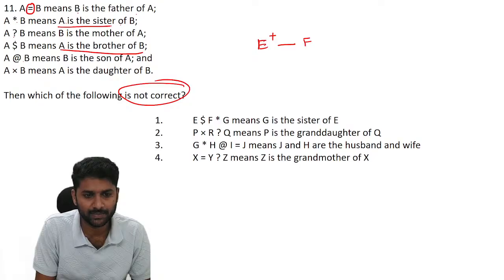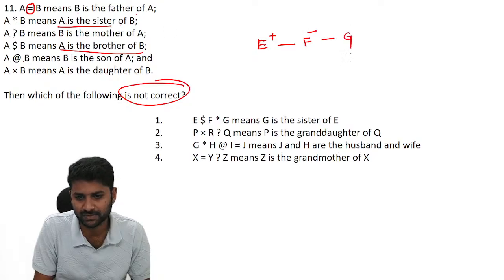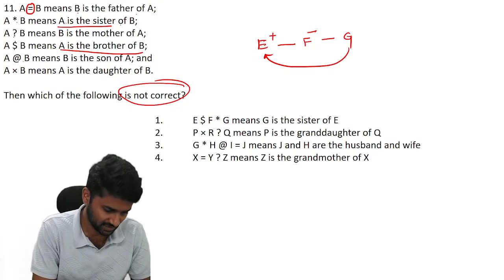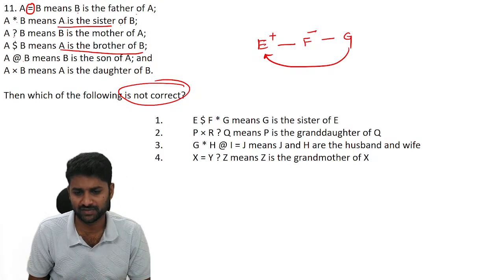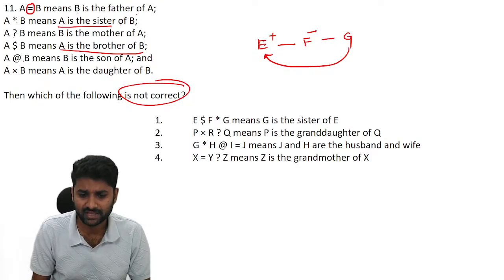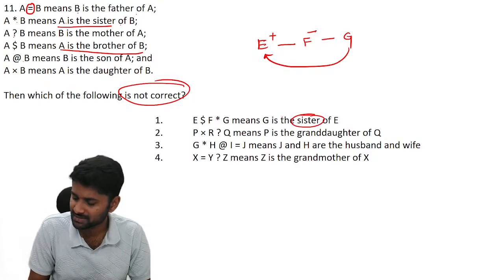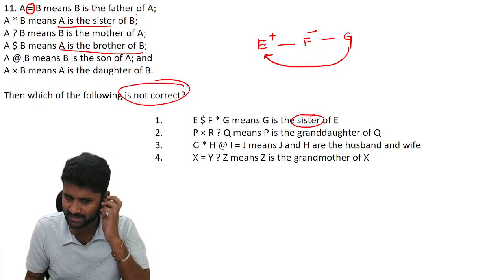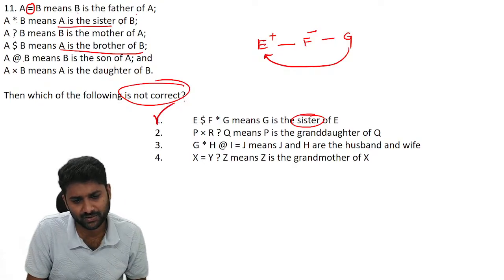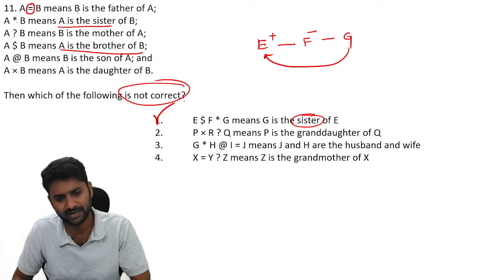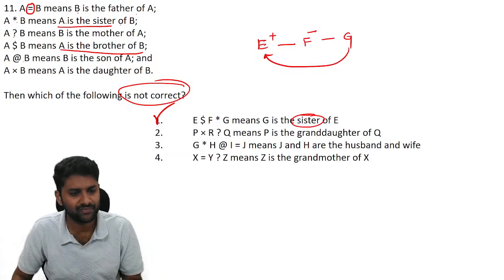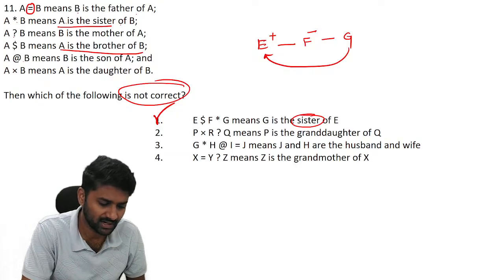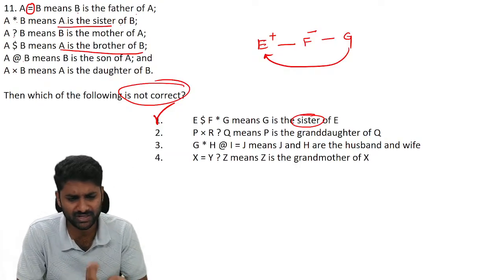Again star. Star represents F is the sister of G. So can I conclude that G is the sister of E? In this particular information, we don't know the gender of G. So without knowing the gender, how can we conclude that it is a sister? G can be a brother or G can be a sister. These are possible cases, not exact. That's why you can directly choose the answer. Statement number 1 is not at all correct. We have to identify, out of 4 options, which one is not correct. So option 1 is the right answer for you, and there's no need to check the remaining ones.